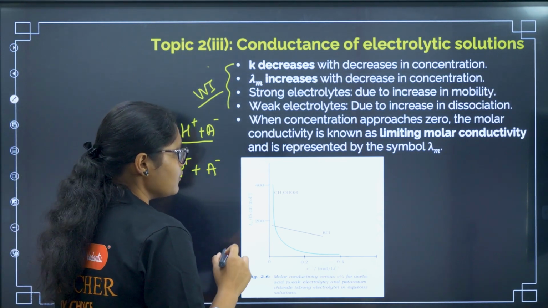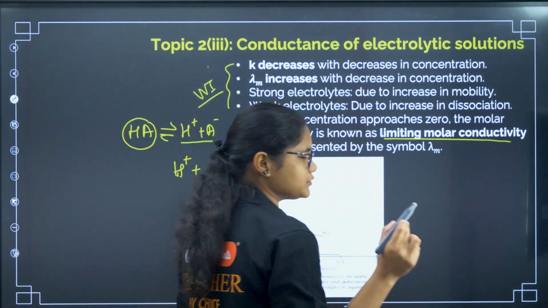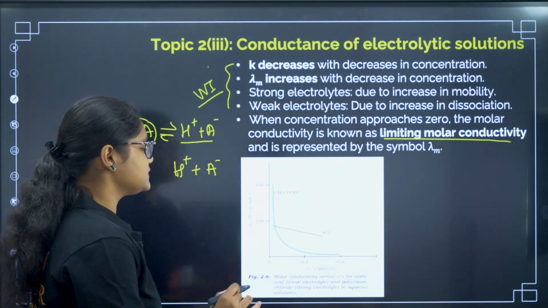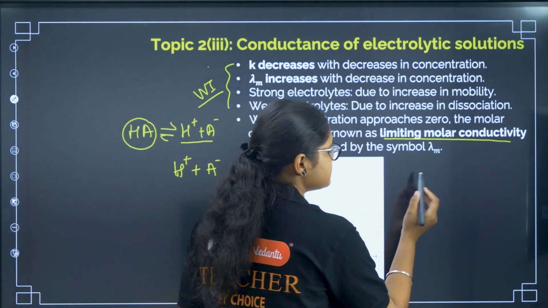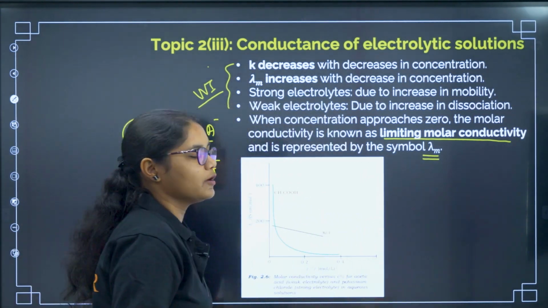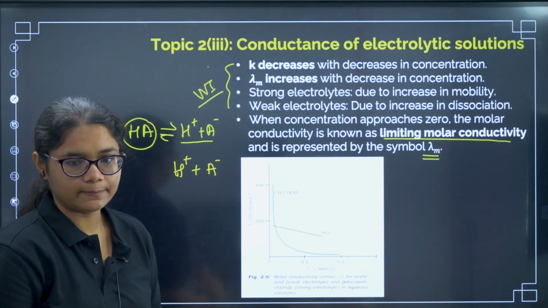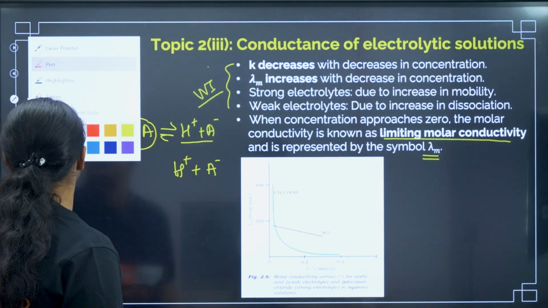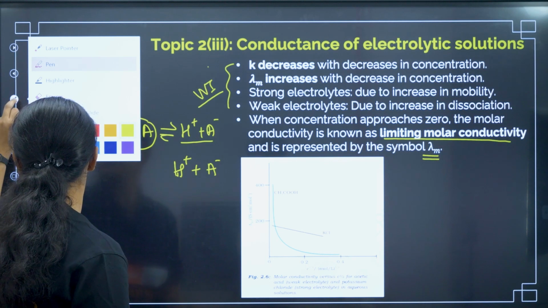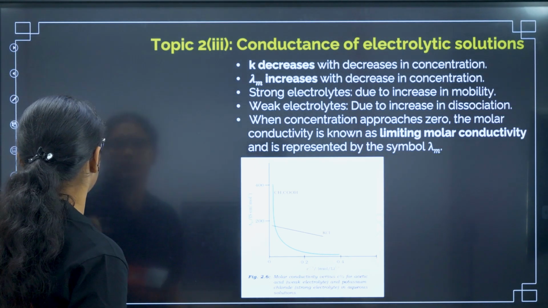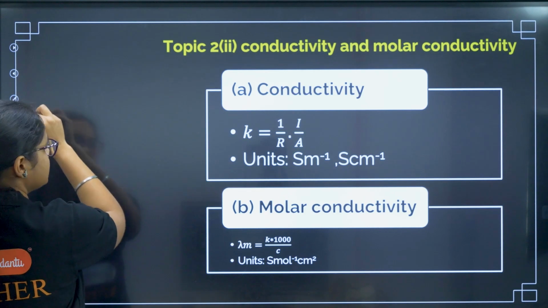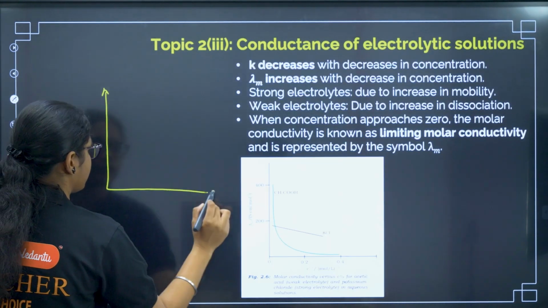Next, what is limiting molar conductivity? We should just know what it is. When we have decreased the concentration to a very low amount, the molar conductivity is maximum, and that is called your limiting molar conductivity. Now here you can see the graph also. This is an important graph, though we will not get any questions from here, but you can just see what happens. So I'll draw the graph for you.